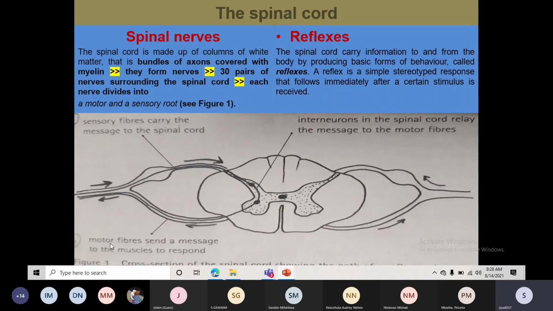Two, we have motor fiber. A motor fiber sends a message to the muscle to respond. To see the difference: when you receive information through the neurons, the nerve impulse takes the information to the spinal cord. The process of taking the information to the spinal cord is sensory fiber. Then the information needs to be taken out, to respond. Then the function is motor fiber sends message to the muscles to respond.